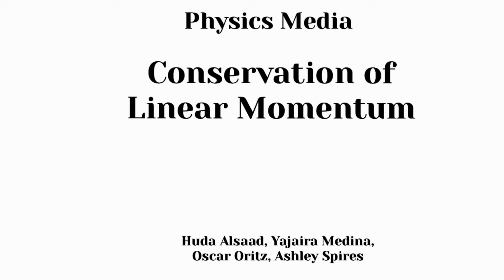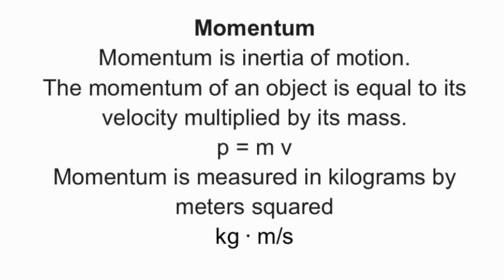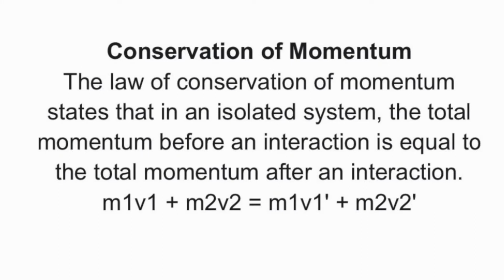Conservation of linear momentum. Momentum is inertia of motion. The momentum of an object is equal to its velocity multiplied by its mass. The law of conservation of momentum states that in an isolated system, the total momentum before an interaction is equal to the total momentum after an interaction.